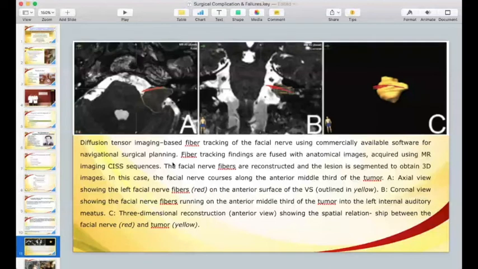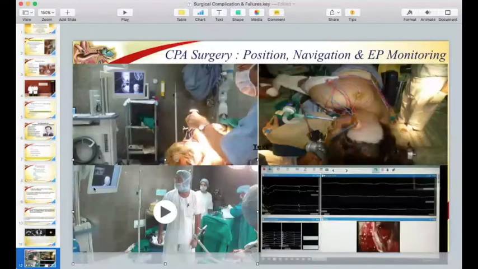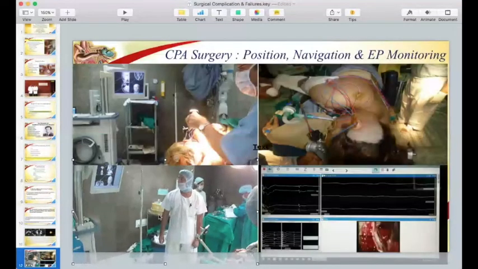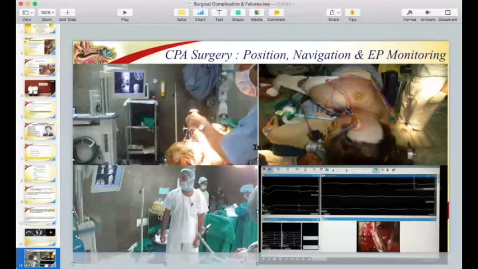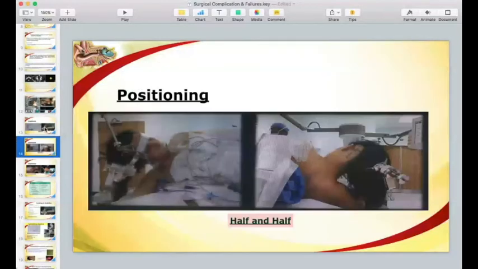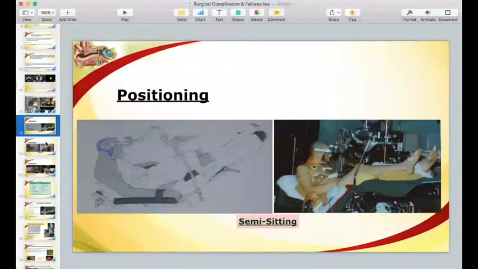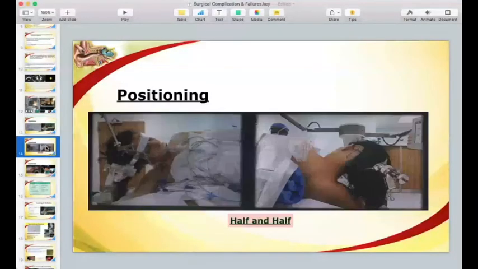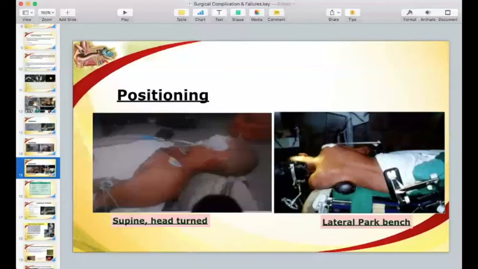We have neuronavigation, and then we have our neuromonitoring, and then we have all these leads attached over here, and that's the patient's position. Patient's position can be semi-sitting. Many surgeons prefer that. There are some distinct advantages of that. Some people prefer half and half position. Again, there are some advantages of that as well. And sometimes lying down, it can be either supine or lateral.